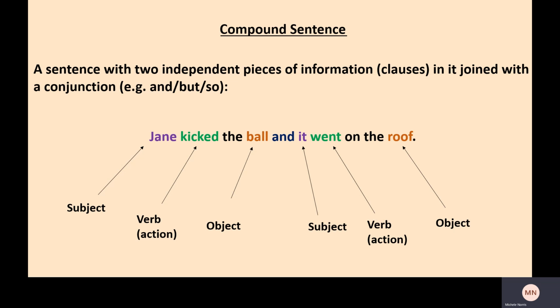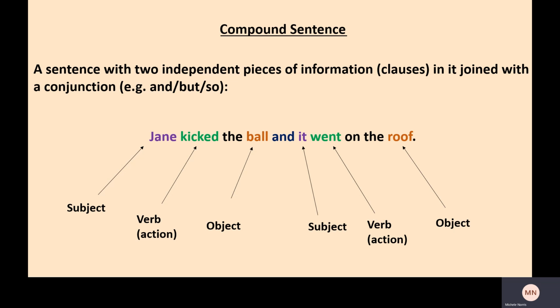The next type of sentence that we use are compound sentences. Now, these are types of sentences with two independent pieces of information or two independent clauses joined together with a conjunction. Now, conjunctions are joining words, okay? And the best way to remember these ones to join these sentences is the acronym FANBOYS. You might remember that from primary school. So you've got the F that stands for, A for and, N for nor, B for but, O for or, Y for yet, and S for so. So FANBOYS.